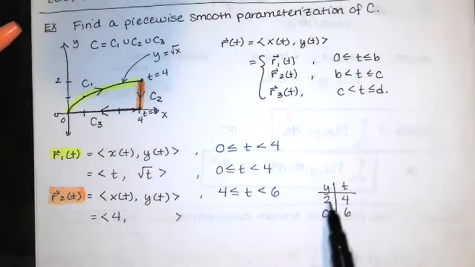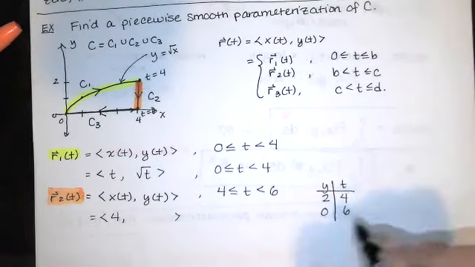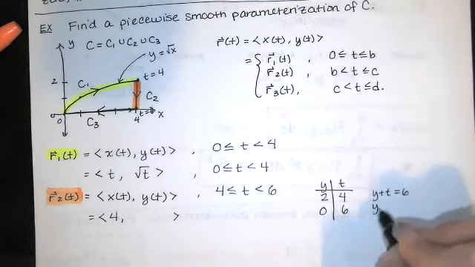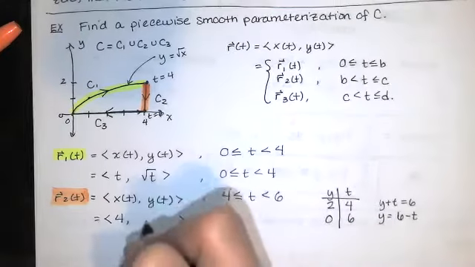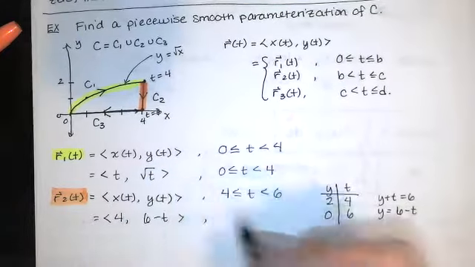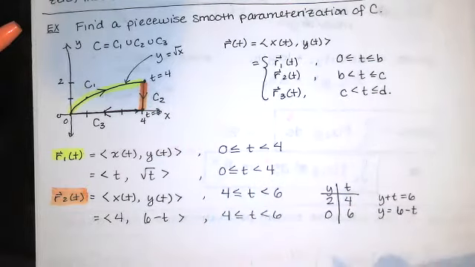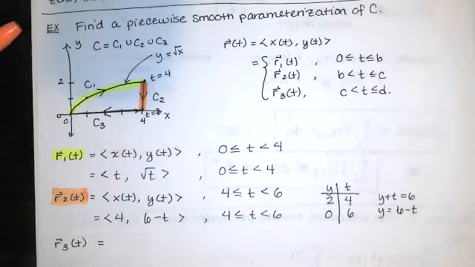Well, I see right away 2 plus 4 is 6 and 0 plus 6 is 6. So it looks like y plus t must be 6. And I need y as a function of t. So I'll let y equal 6 minus t. Cool. All right, now let's find r sub 3 of t.